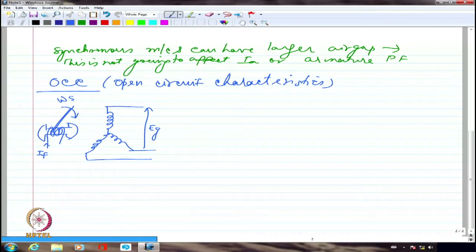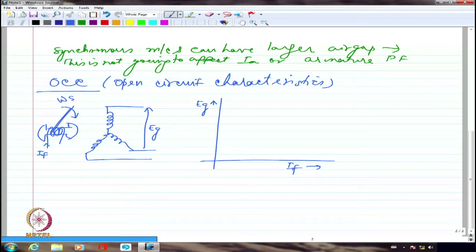It's not a constant current. So I am going to inject a current IF. What I am going to look at is how much EG is for different values of IF. This is the open circuit characteristics of the machine when it is functioning as a generator, clearly.